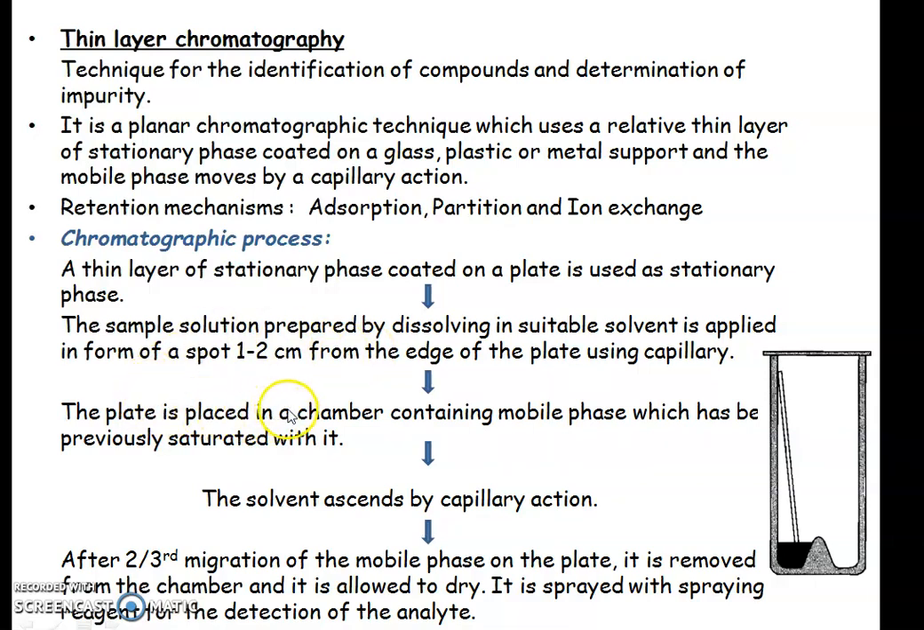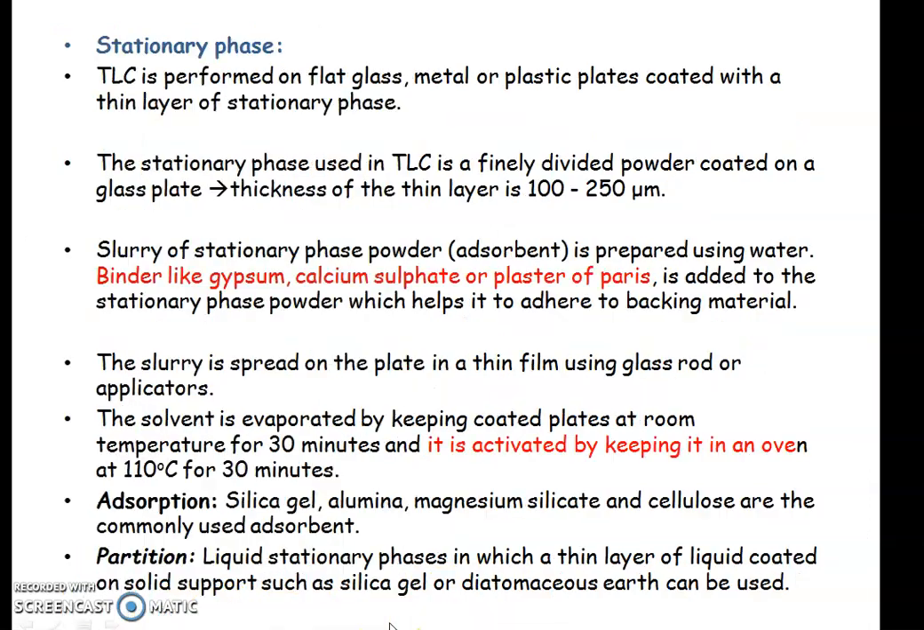The plate is then placed in a chromatographic chamber or a development chamber containing mobile phase which is previously saturated with it, and slowly the mobile phase, that is a solvent, will ascend by capillary action over the thin layer plate. After 2/3 migration of the mobile phase on the plate, it is removed from the chamber and allowed to dry. After drying, it is sprayed with a spraying reagent for the detection of analyte. So this is the basic chromatographic process that is followed in thin layer chromatography.